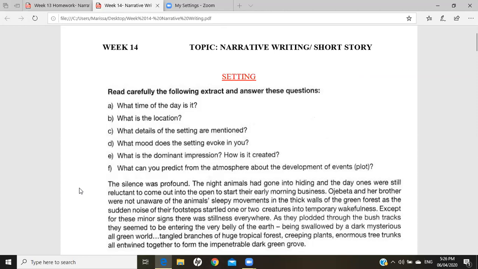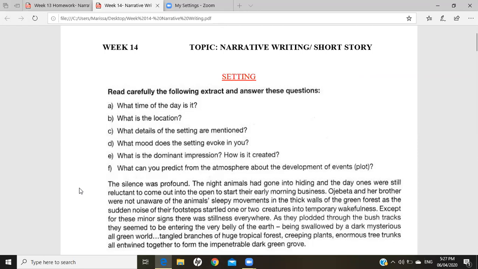Do you think that maybe the time of day is around dawn, so like sunrise there? Because if the night animals have gone into hiding, it means that light is now emerging. So maybe the time of day could be like dawn, just before sunrise, or it could even be during sunrise.